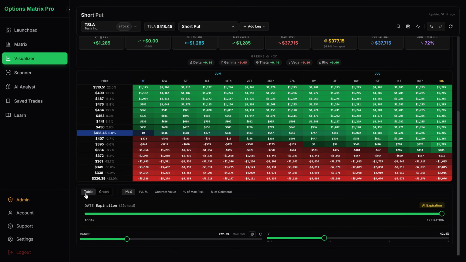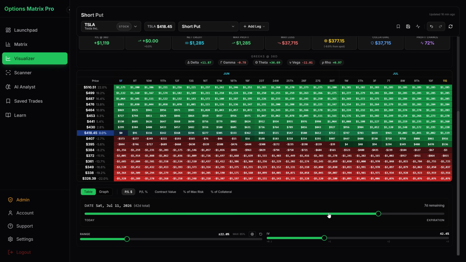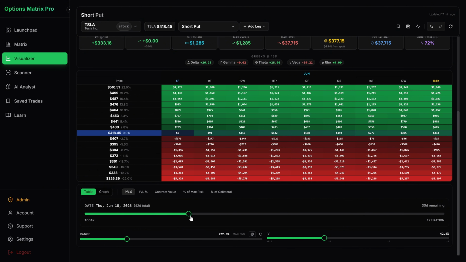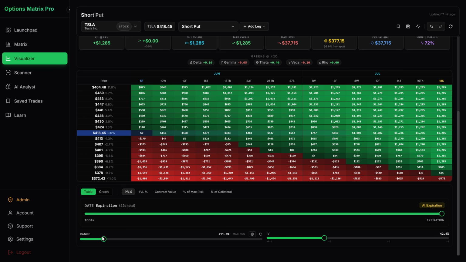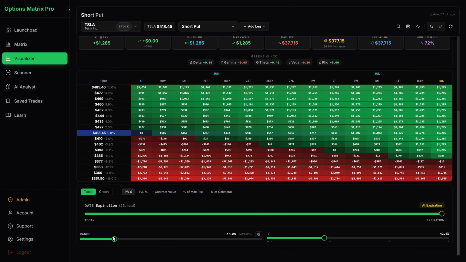The other view is the table view. So if we jump across to the table, you essentially have the same sort of thing. Now, you can adjust it closer into the specific date that you're at. Typically, I'll leave it at expiration so I can see the whole view over time. Once again, you can adjust the range so you can see how that's going to move and adjust over time as well.